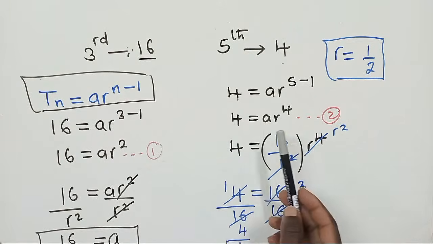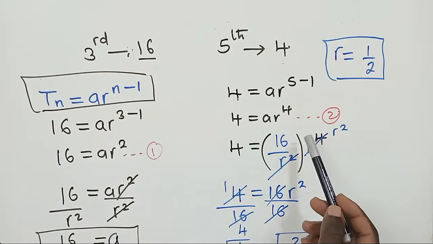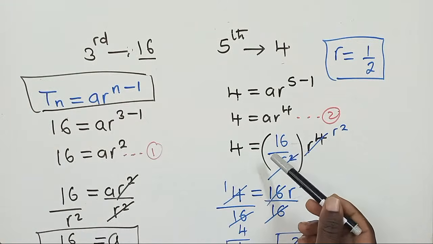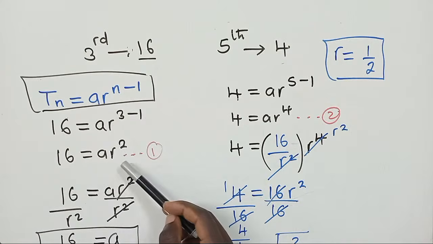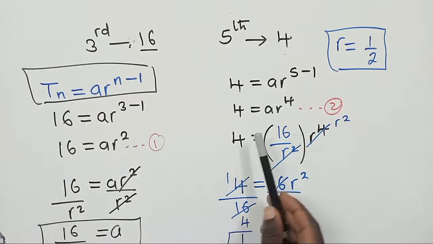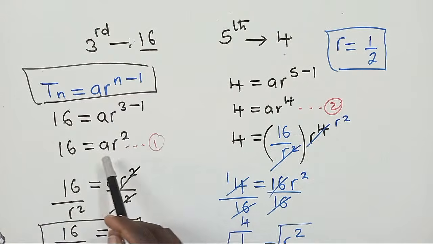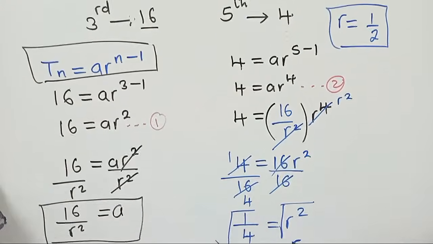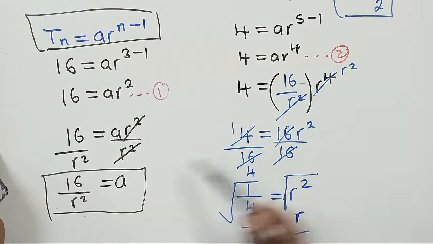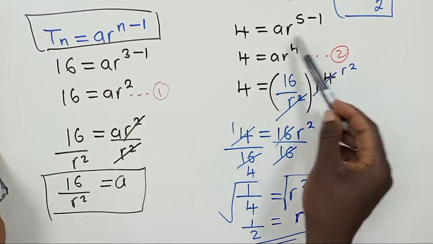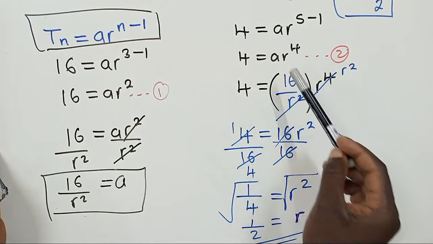Now, here, whenever you want to solve for r, you can start with r or you can start with a, whichever you want to start with, it's fine. But if you want to solve for r, make a the subject of the formula in one of the equations, either this one or this, like I did here. So I just divided by r squared both sides, and I ended up with this. a is equal to 16 over r squared, of which I got this and replaced it in the other equation where a is, right here.